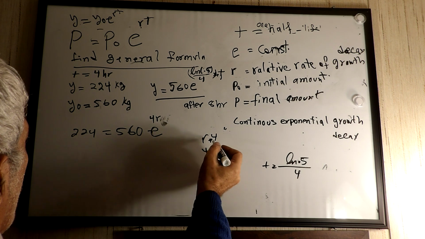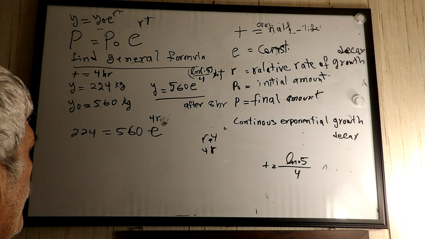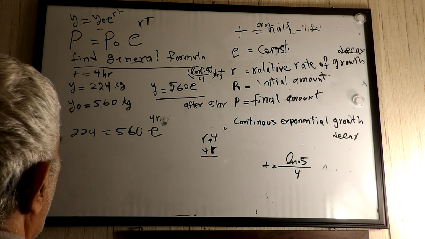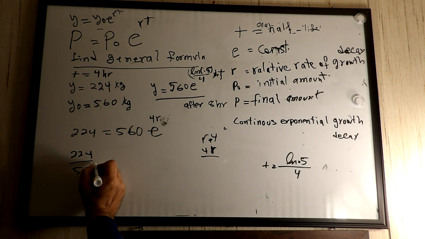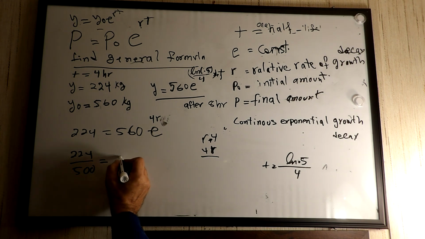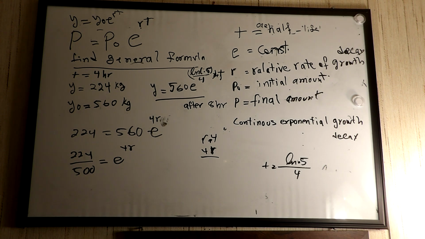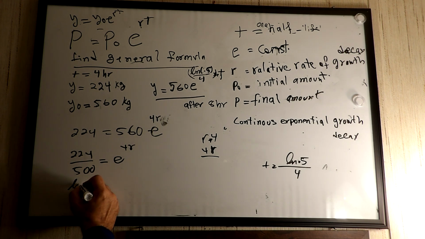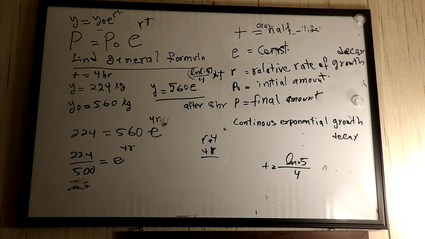This is multiplication. Usually you put the numerical coefficient just behind the variable. Now, 224 divided by 560 is equal to e to the power of 4r. Then you can solve this. This is going to be 0.4, and you can do the rest yourself.